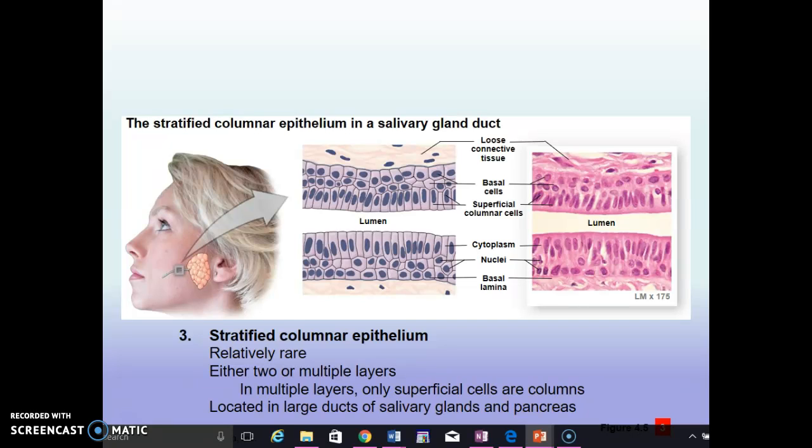Stratified columnar in the salivary duct. These are pretty rare. Not too much to say about those.